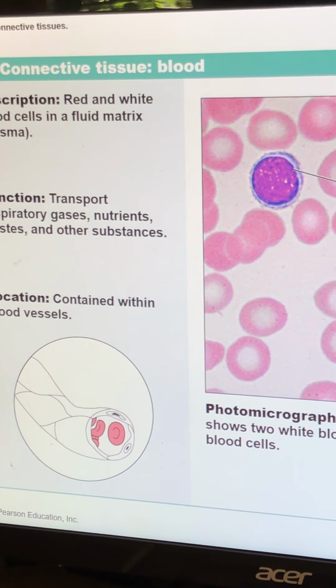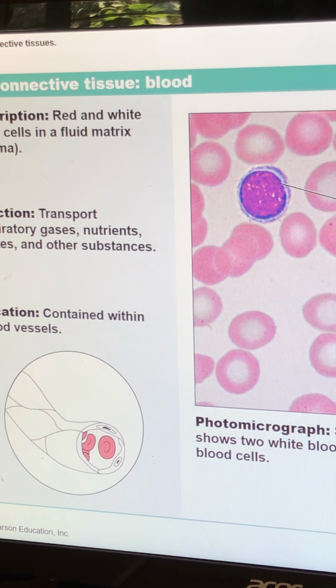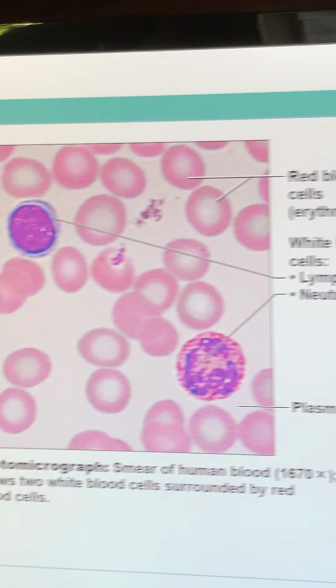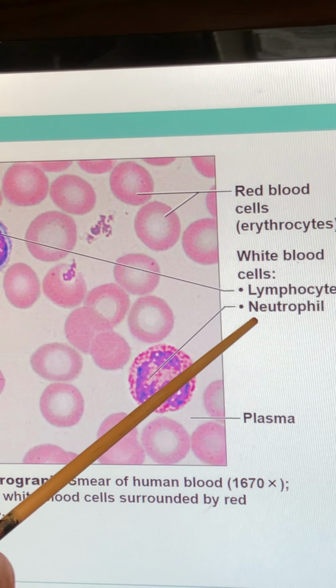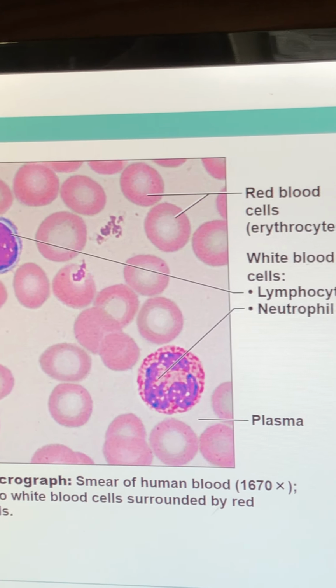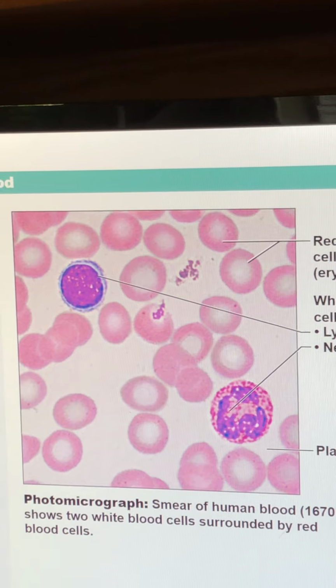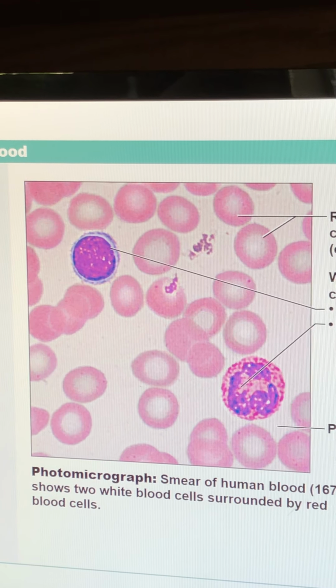So that takes care of the blood portion. We don't do too much with it. I'm not going to ask you to identify this as an eosinophil, even though they got it labeled as a neutrophil. This is a large lymphocyte, but you're not going to have to identify anything of the blood outside of knowing that it is blood.